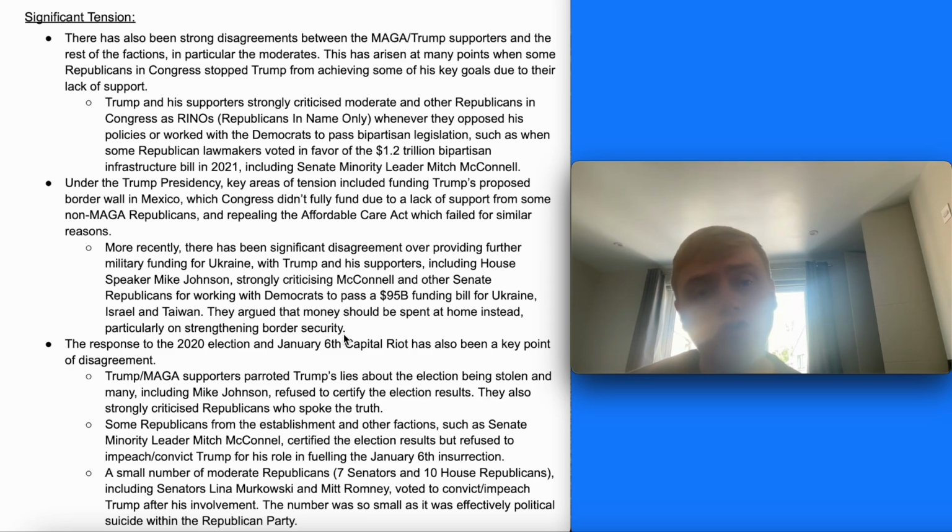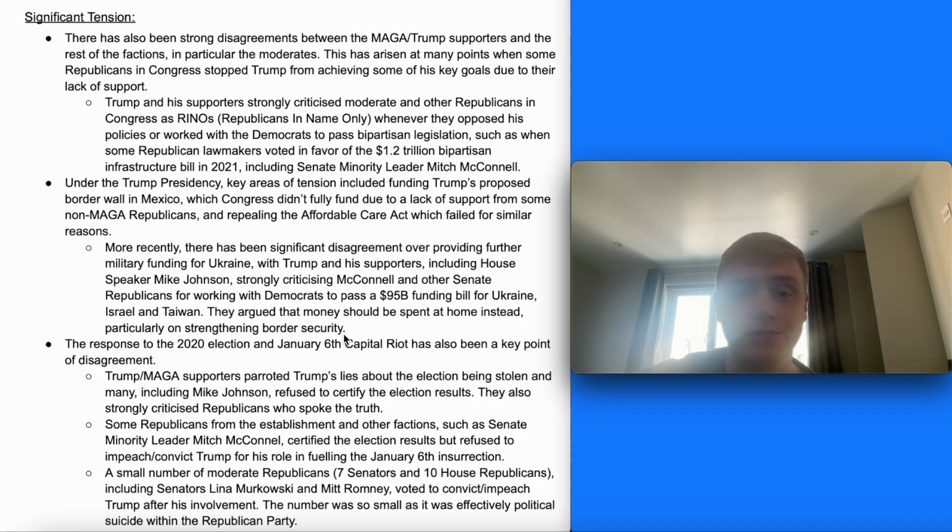Trump and his supporters strongly criticised moderate and other Republicans in Congress as RINOs, Republicans in name only, whenever they opposed his policies or worked with Democrats to pass bipartisan legislation, such as when some Republican lawmakers voted in favour of the bipartisan infrastructure bill, including Senate Majority Leader Mitch McConnell.